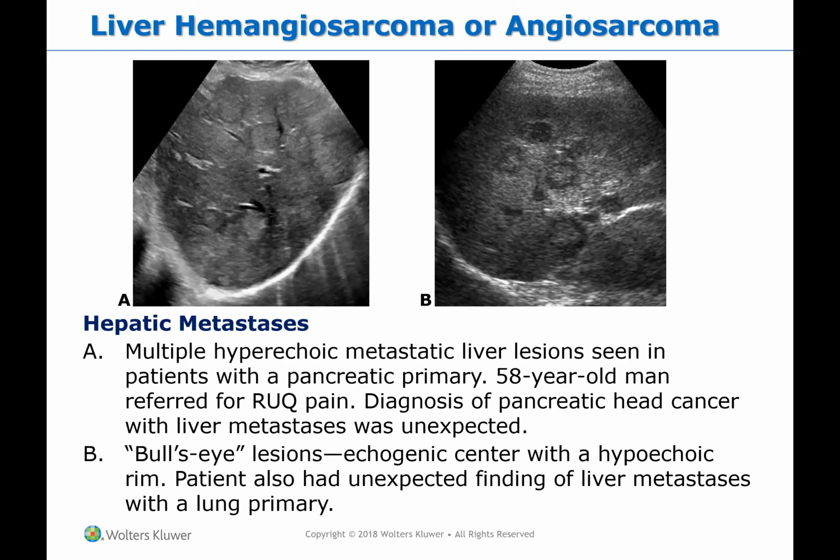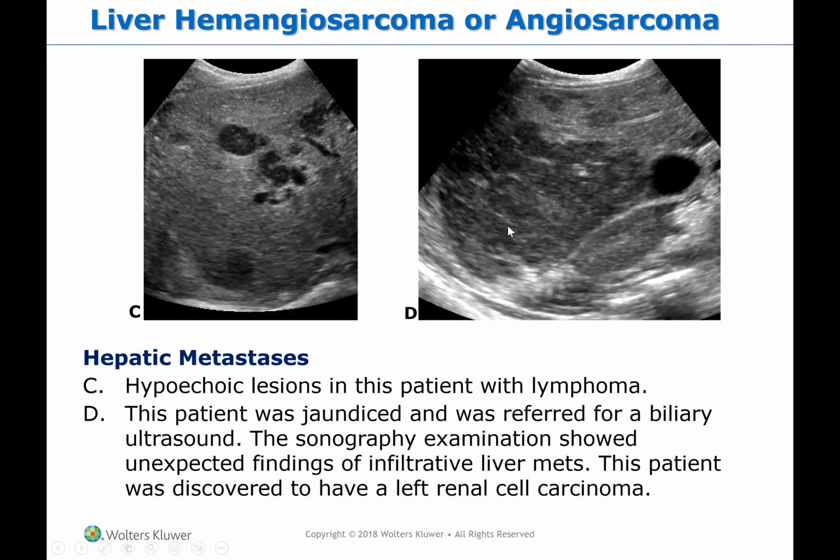Multiple hyperechoic metastatic liver lesions seen in a patient with a pancreatic primary. A 58-year-old man was referred for right upper quadrant pain. The diagnosis of pancreatic head cancer with liver mets was unexpected. So you can see the little liver mets here, those little circles. Those are what mets look like. They're just little circles within the liver. Here they are again with lymphoma.